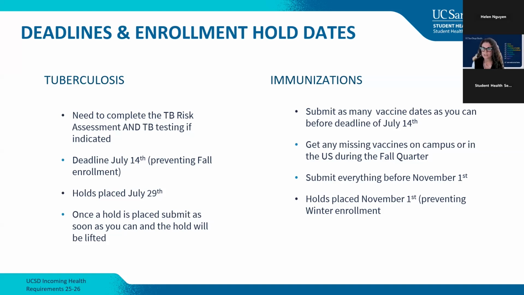For immunisations, the deadline is July 14th, but as I mentioned, you have until November 1st to get everything submitted. Please, please, please focus on making sure that you get onto these vaccines, particularly measles, mumps, and rubella. The US and many parts of the world are seeing a huge uptick in measles, which we haven't seen in a very long time, as well as cases of chickenpox. So very, very important that you know that you've got protection for that.